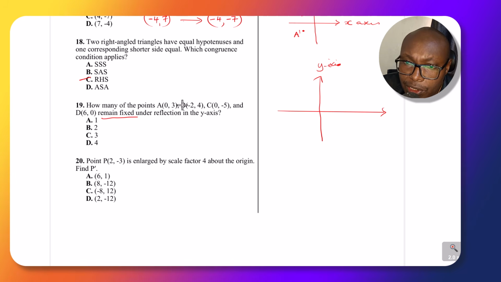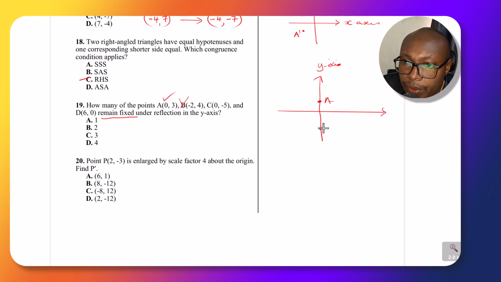And which are these points? 0, 3. 0, 3, probably it will be there. That one is 1. -2, 4 does not lie along the y-axis. Then 0, -5. 0, -5, probably it will be there.